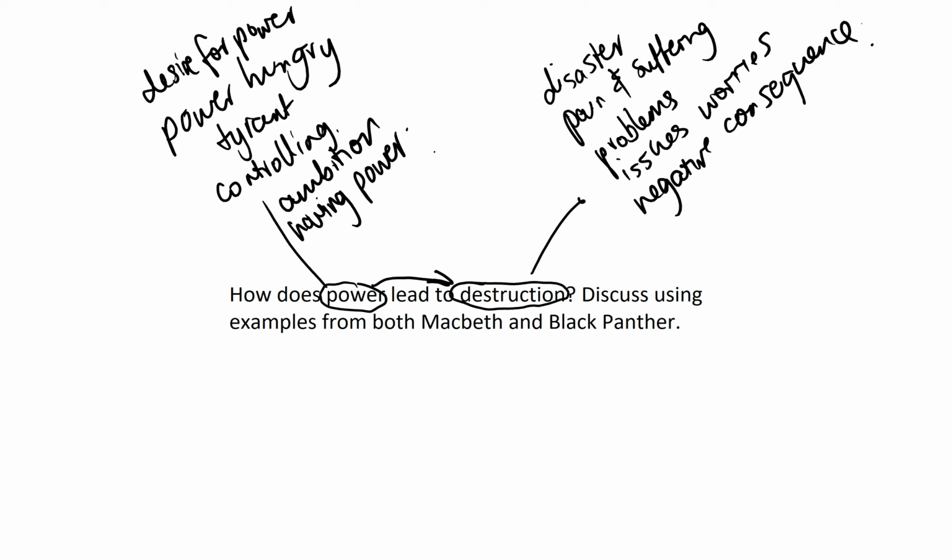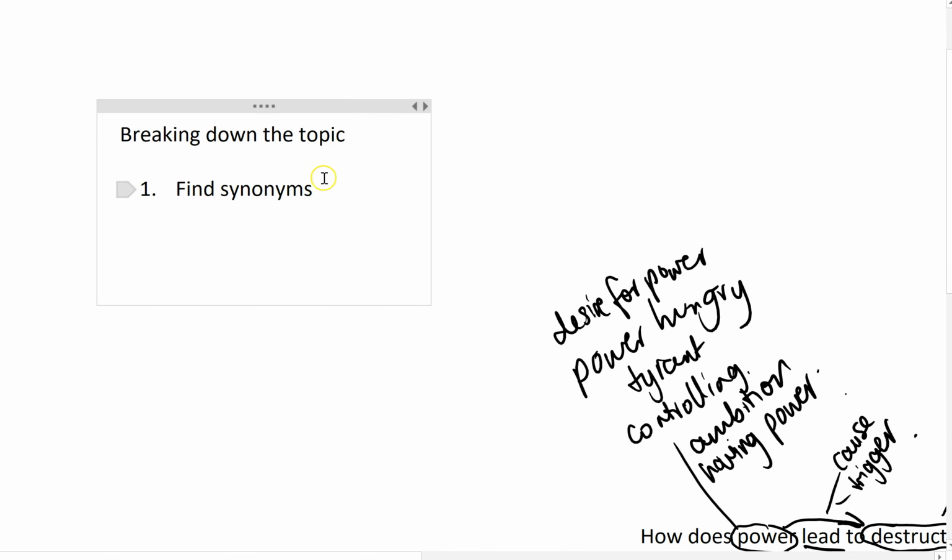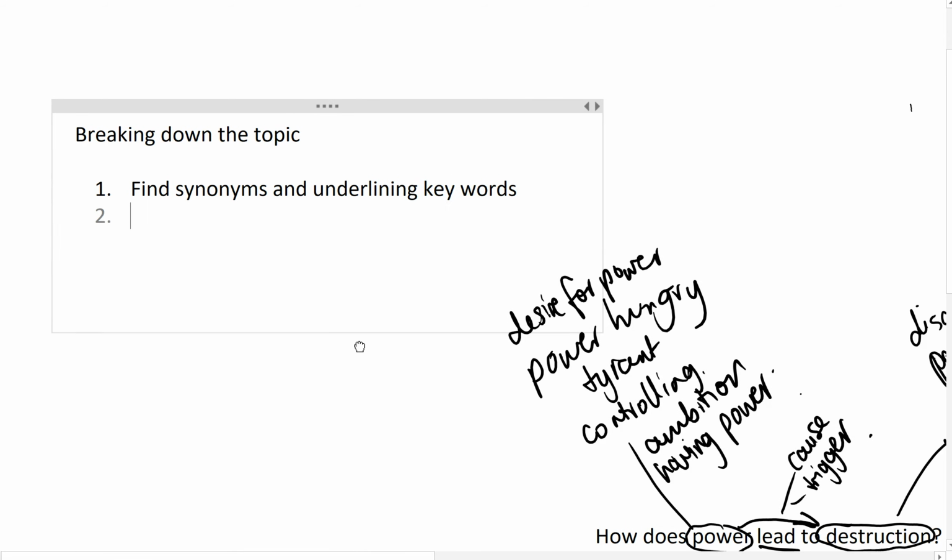So the first thing I want you to do is really look at the question, try and understand the question by finding your synonyms, okay? We could also look at lead to if you wanted to, cause, trigger. It's looking at that cause and effect relationship, okay? So is it power that leads to destruction? Okay. All right, so if we come back to the steps, that's finding the synonyms and underlining keywords. Okay, it's really breaking down the question.